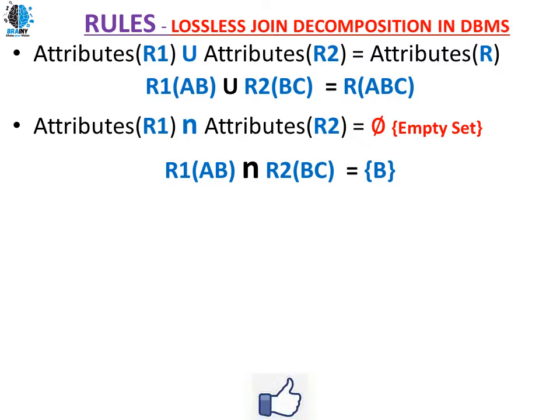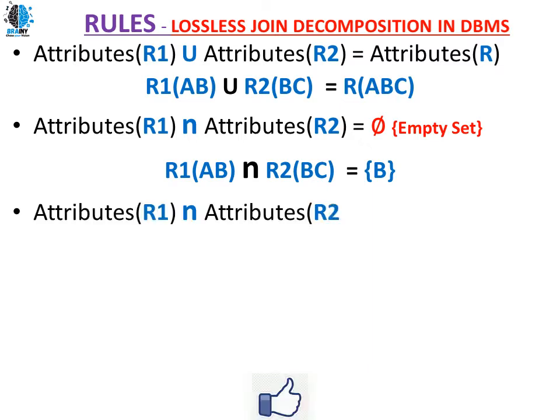The third rule is very important. The third rule says that if I take the intersection of the attributes of R1 and the attributes of R2, we should be able to derive the attributes of R1.